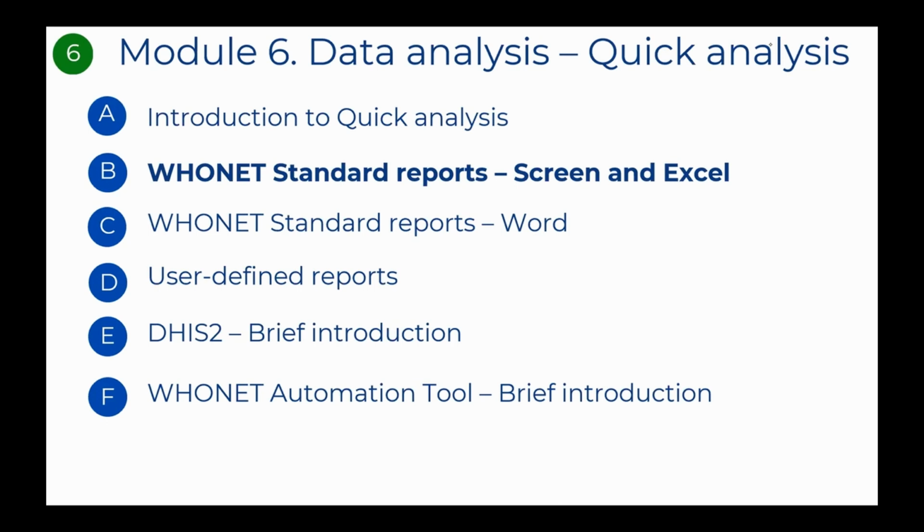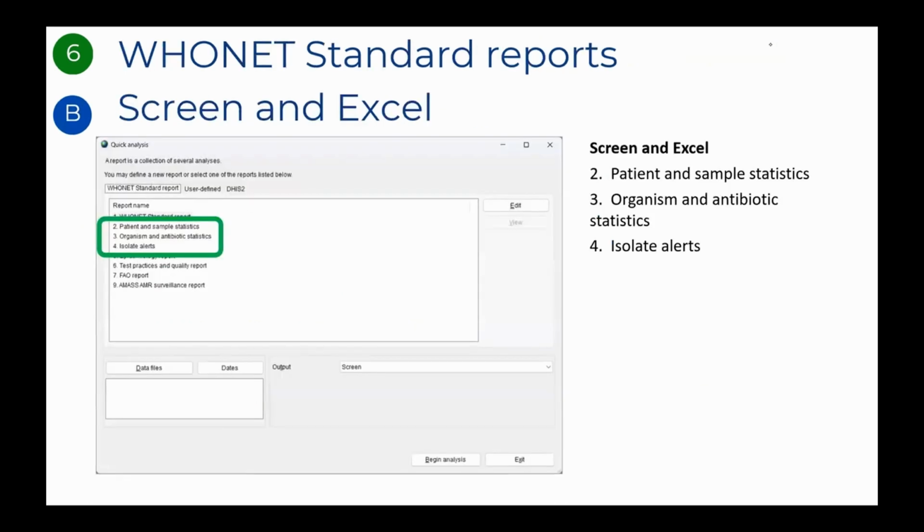Section B. I will now focus on the WHONET standard reports that were developed specifically for the screen and for Excel. The WHONET team has developed 3 standard reports for the screen and for Excel: patient and sample statistics, organism and antibiotic statistics, and isolate alerts, which we will see on the next 3 slides.